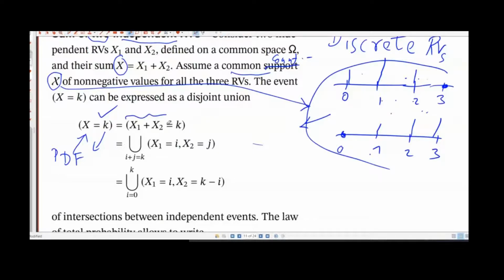Now, do you agree with me that this sum K can be achieved in many ways? X1 can take any value. It has to be, of course, non-negative integers. X2 can take any non-negative integers, but I require that whatever values they take, those values must add up to K.